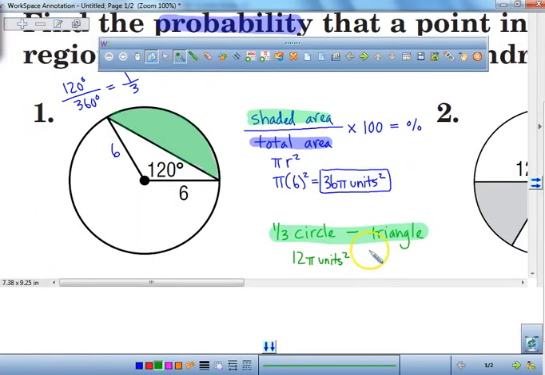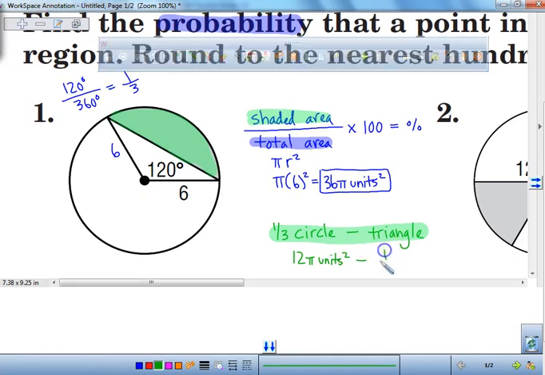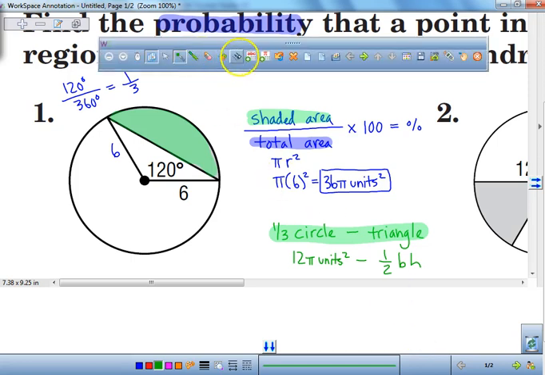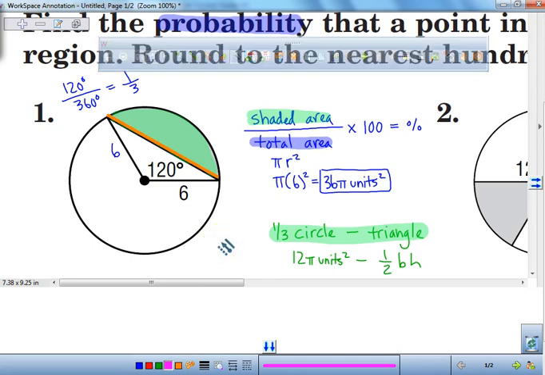Now, what do we have to find now? We have to find the area of a triangle, right? 1/2 the base times the height. That's what we've got to find. Well, let's see if we can find the base and the height. If I call this segment the base of the triangle, what does the height always have to form with the base? What kind of angle? A right angle, right?